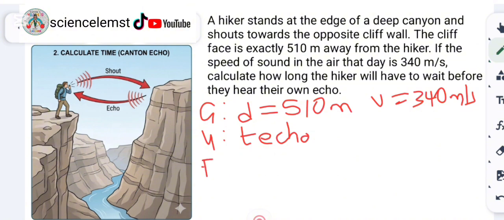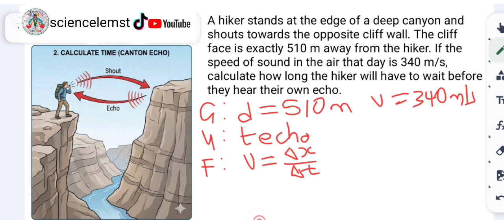I find a formula that combines the given and the unknown. And what formula is that? V is equal to delta X over delta T. My beloved, a formula sheet is given to you in an exam so that you don't have to strain your brain and think. Just go to your formula sheet and locate the formula and just put it there. Don't confuse yourself. And then we do the substitution.